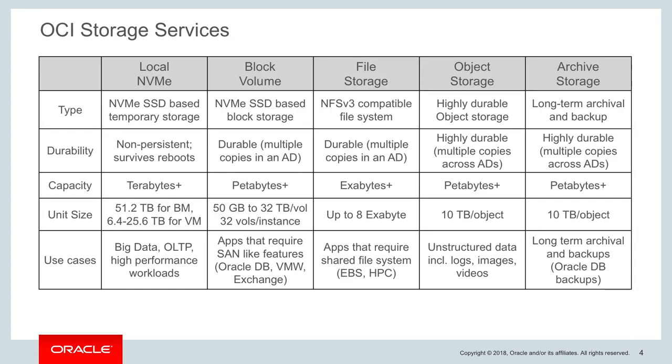So here's one slide that gives you a high-level overview of all the storage options that we have available. As you can see, you can go from local NVMe devices all the way to archive storage. You can see the type, the durability, capacity, and unit size for each one of the storage options available. It really depends on the workload that you're trying to move over to OCI or implement in OCI, and you can find the storage that will best fit your workload here in that presentation.